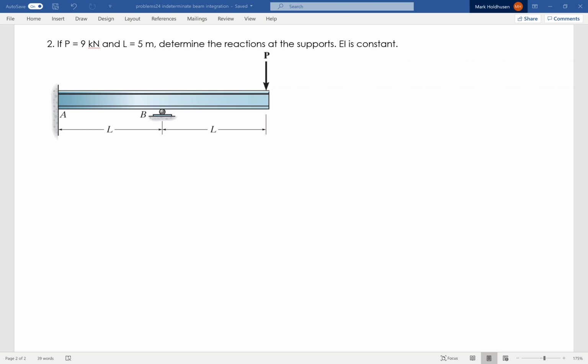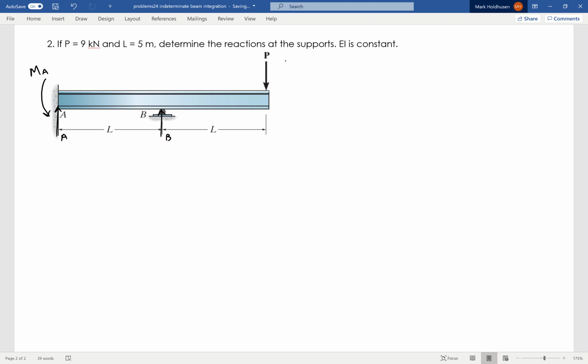Okay, in this problem, we are trying to find the reactions given numbers for everything. So let's go ahead and get started. I will start with a free body diagram. We'll start with just basic statics. Got A and B, like so. I also have a moment at A that I need to figure out.